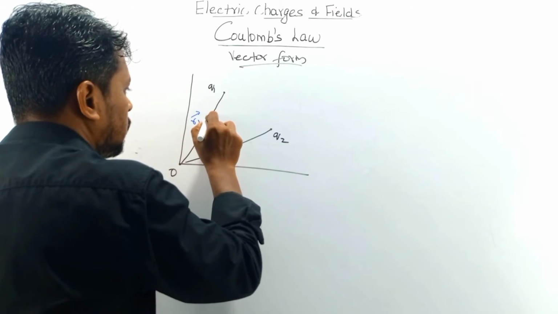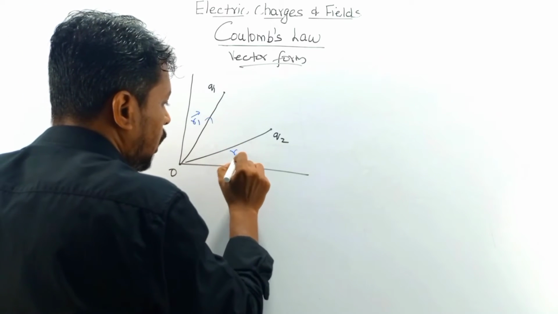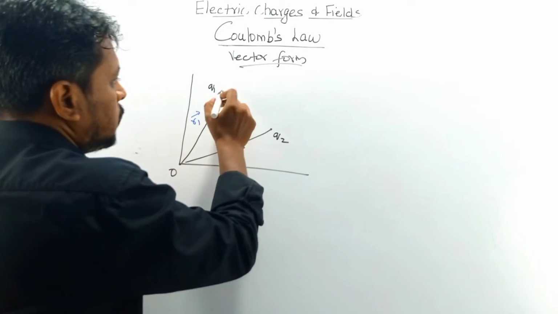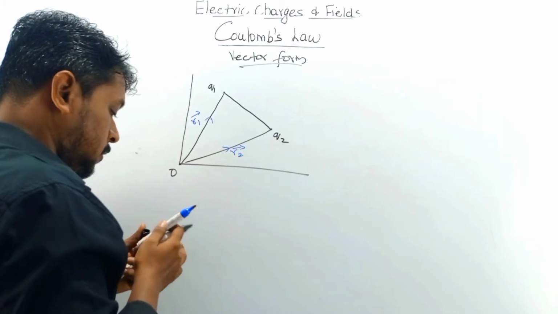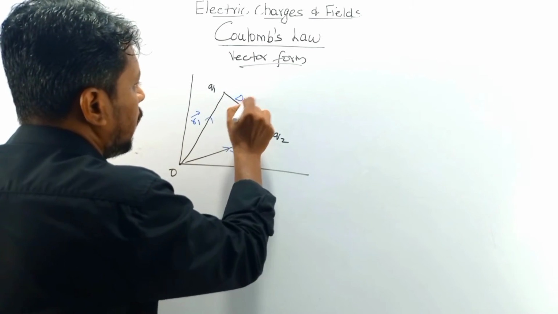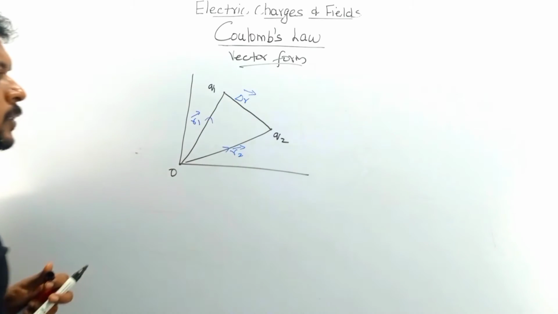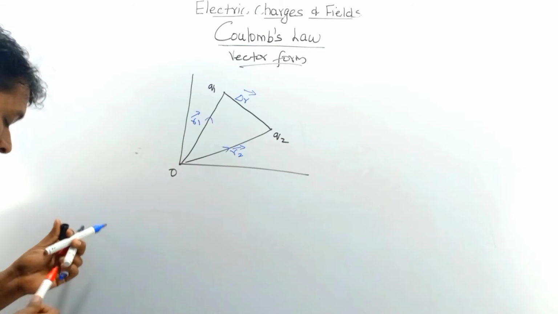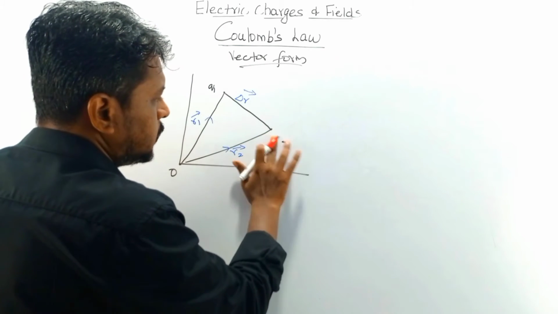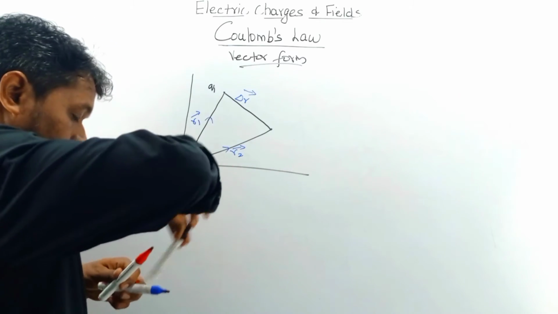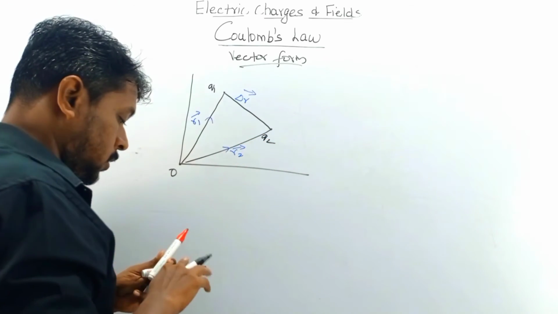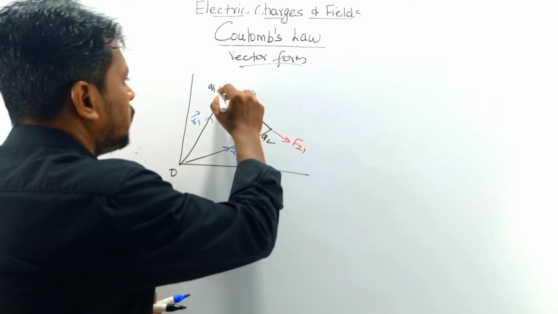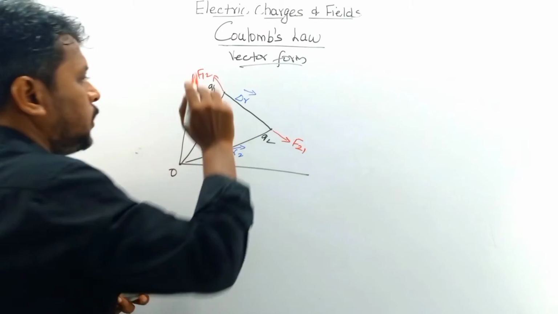They are separated from the origin by r1 vector, and this is r2 vector. This is the gap and it is represented by delta r vector. Okay, so this is the case. Now I have to find the forces. So this is q2, and what is the force acting on it? This could be the direction of the force F21, and this could be the direction of the force F12.